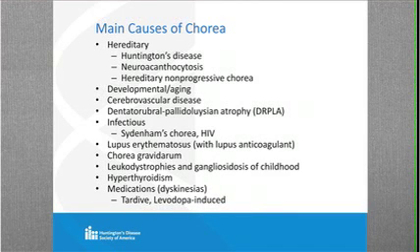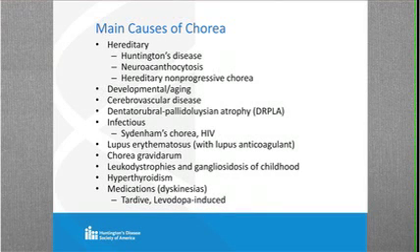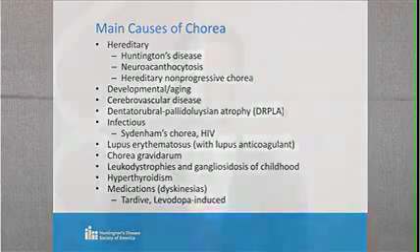There's a rare disease called DRPLA. There are infectious causes that come up more often these days, such as Sydenham's chorea, and more specifically with HIV as well. SLE can be a cause of chorea, and this is often associated with lupus anticoagulant. Chorea gravidarum, and similarly related to medications, a high estrogen state can give chorea as well. Some of the leukodystrophies and gangliosidosis of childhood. Hyperthyroidism is an underappreciated cause of chorea. And there are many medications, but when we do it to people, we don't call it chorea, we call it dyskinesias. So these are tardive or levodopa-induced dyskinesias.